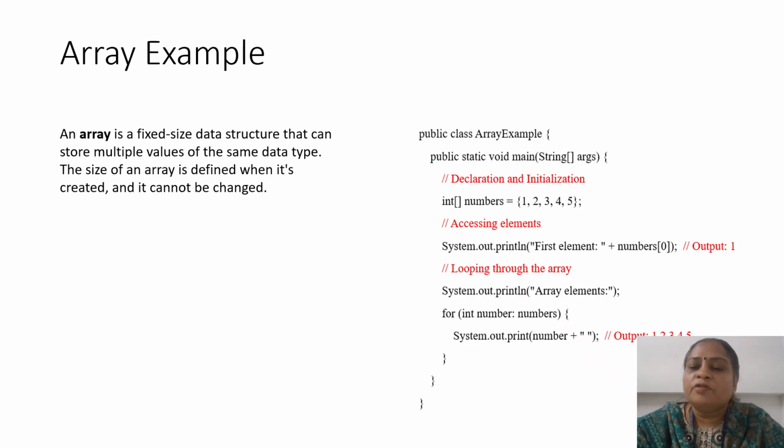So here, if you give this statement for int number colon numbers, and inside that I am printing System.out.print of number plus double quotes with a space. It will print every element each time. So first it will print 1, and in the second iteration it will print 2, the third iteration 3, the fourth iteration 4, and the fifth iteration 5. So it will print all the elements in the array.